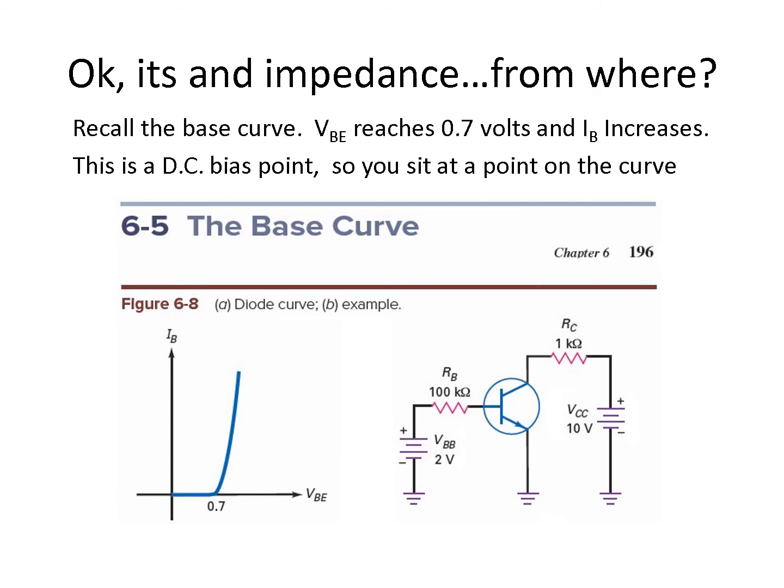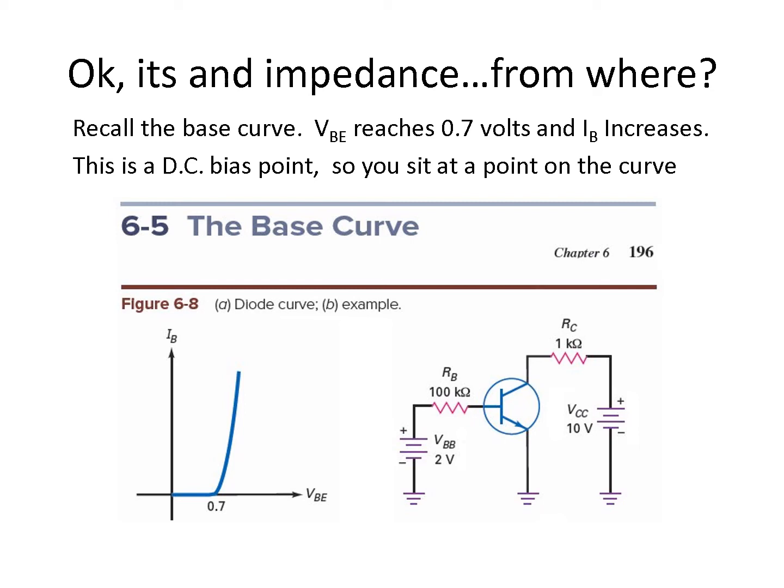Okay, so it's an impedance, and from where? Recall the base curve VB, the base curve for the diode. So this is the diode here between the base and the emitter, that when current flows in here, you get a 0.7 volt drop. So current flows in, you hit a 0.7 volt drop, and then current starts to increase rapidly.